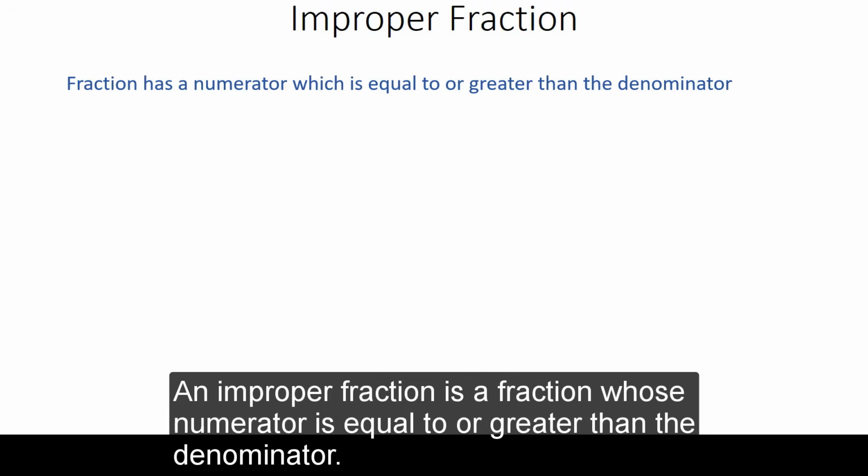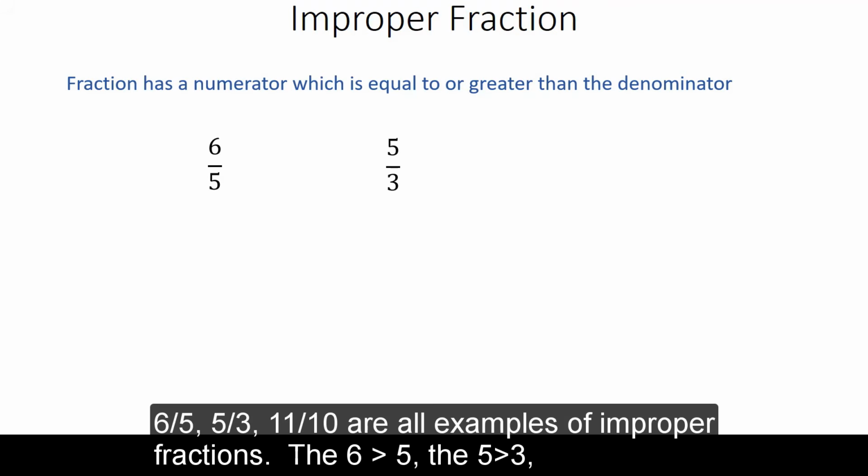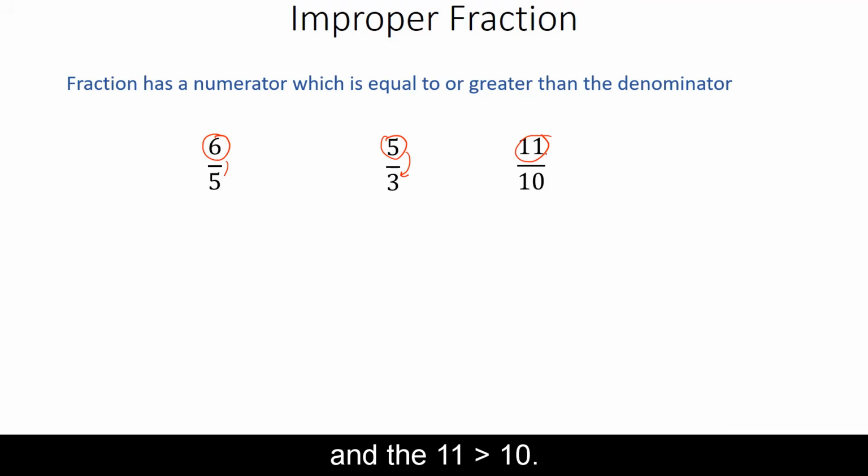An improper fraction is a fraction whose numerator is equal to or greater than the denominator. 6/5, 5/3, 11/10 are all examples of improper fractions. The 6 is greater than the 5, the 5 is greater than the 3, and the 11 is greater than the 10.